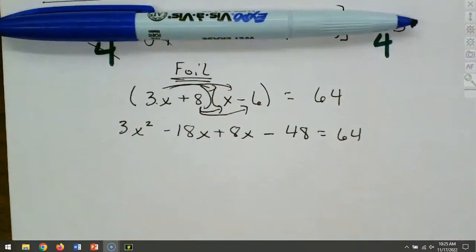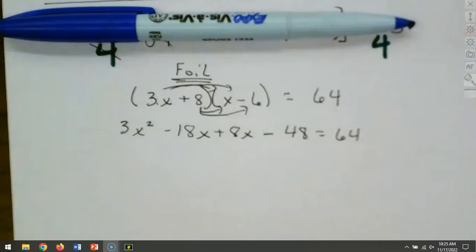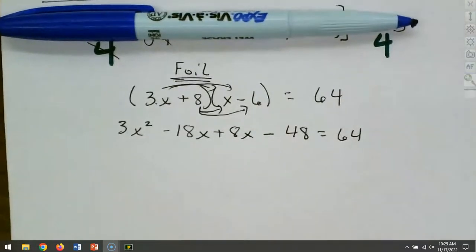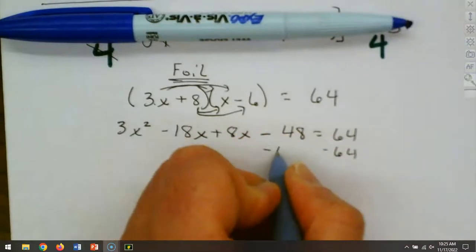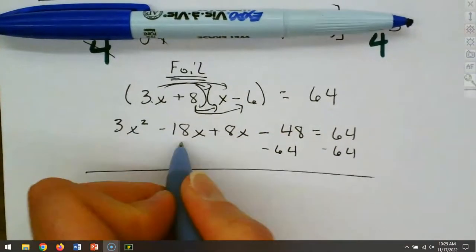Now we should know what to do. Now we have to combine it all together and set it equal to what? 0, so we can refactor it. I picked this one because this one's going to make us factor by grouping, I believe. I think we'll end up having to set it to 0 and factor it by grouping. So move that 64 over, and then those can go together.